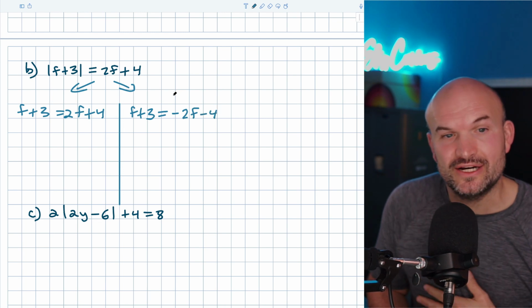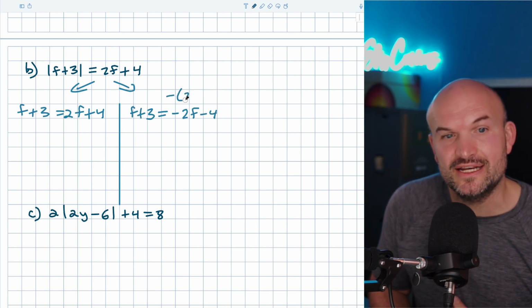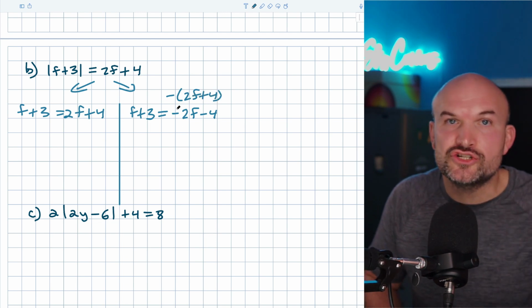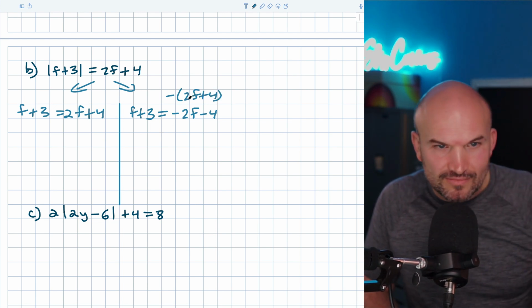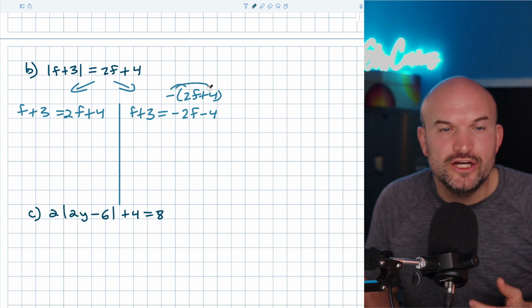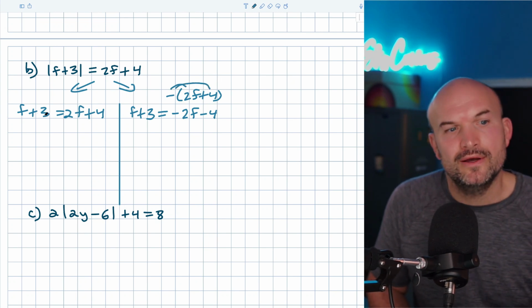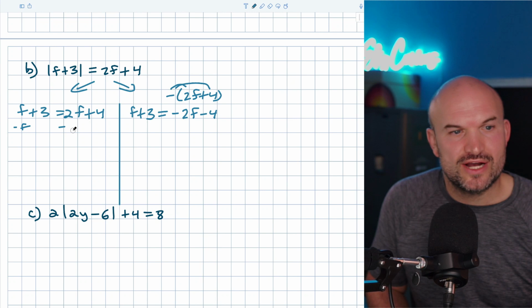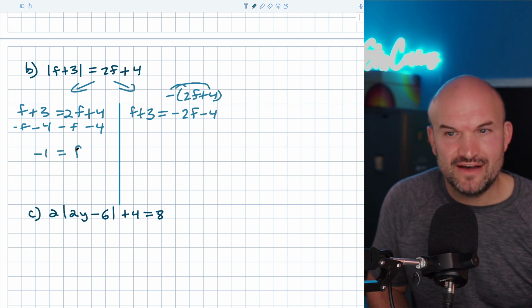Now, basically what I did here is I just negated the right-hand side, 2f plus 4, and I distributed it, okay? So just make sure when you distribute that negative, you distribute it to both of those terms. All right, so in this case, let's subtract an f over here, and let's subtract a 4. So therefore, that's going to be what? A negative 1 is equal to an f, okay?